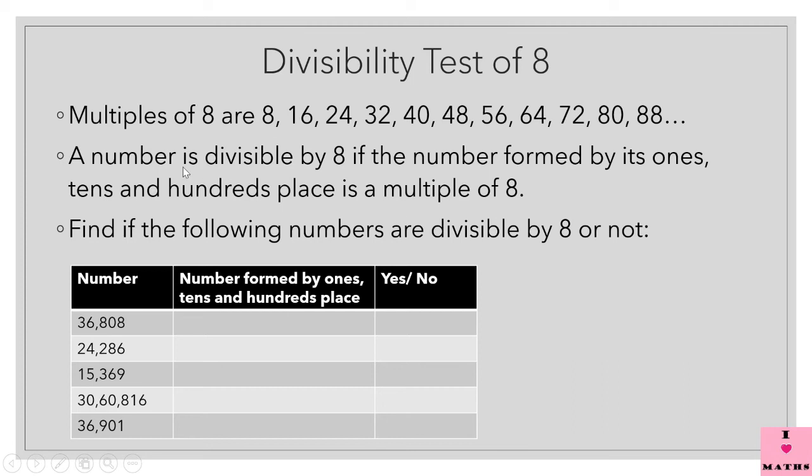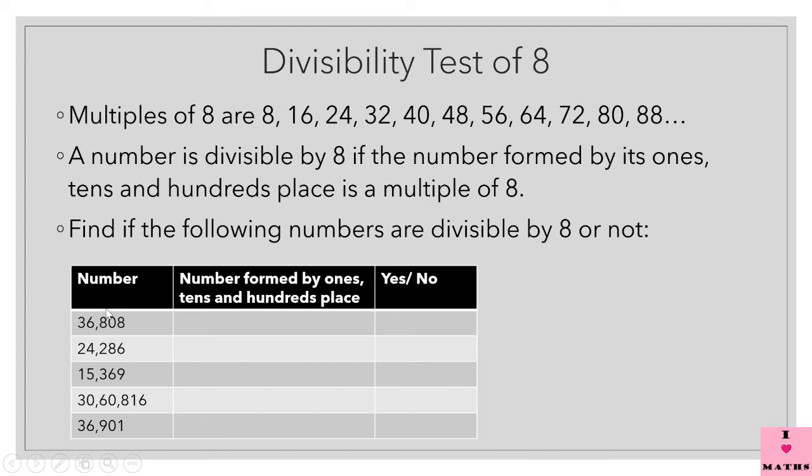Okay. Now children, what you have to do, you have to look at the number formed by the last three digits, like 808, 286, 369, 816, 901. You have to look at the number formed by the last three digits. If that number is a multiple of 8, then the given number will also be a multiple of 8. So children, I am going to do this mentally. Please get ready to do it mentally with me.